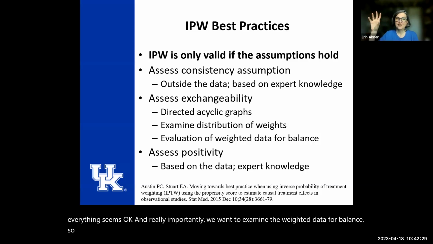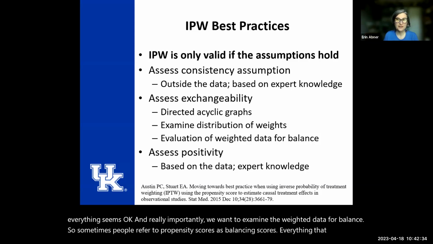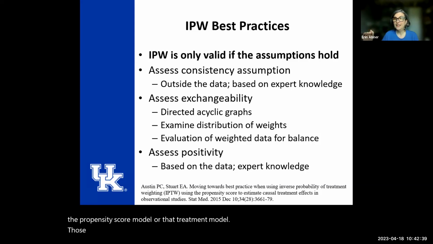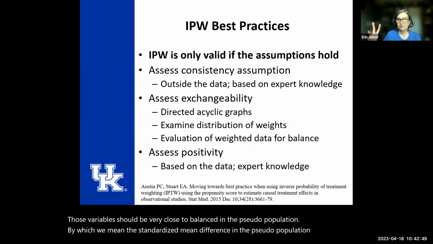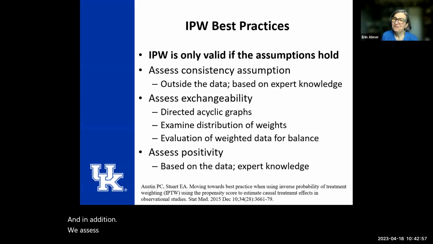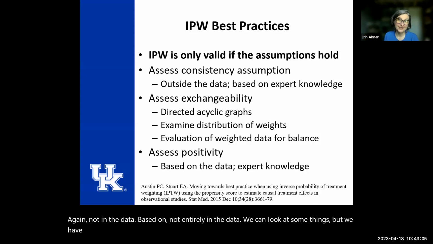Sometimes people refer to propensity scores as balancing scores. Everything that goes into the propensity score model or that treatment model, those variables should be very close to balanced in the pseudo population, by which we mean the standardized mean difference in the pseudo population is less than 1/10 of a standard deviation. And in addition, we assess positivity, again, not entirely in the data. We can look at some things, but we have to have knowledge outside the data.